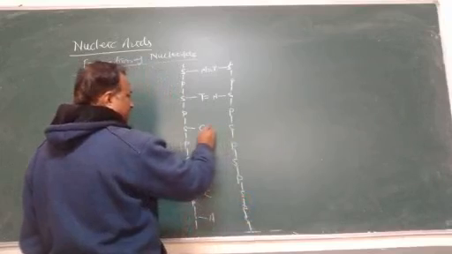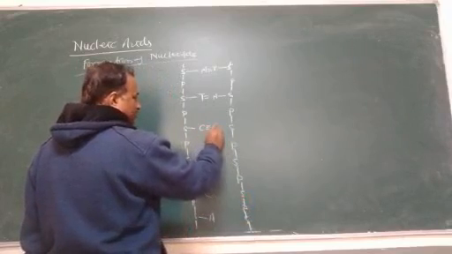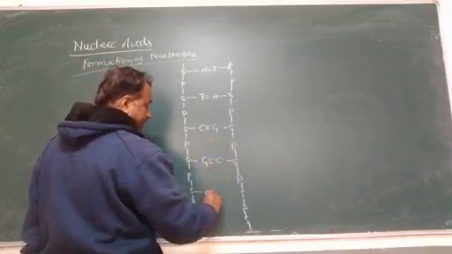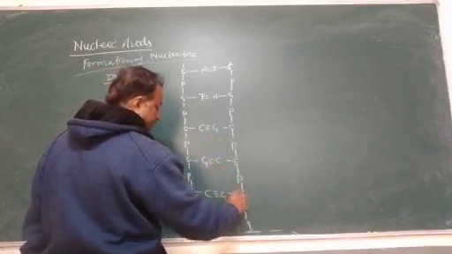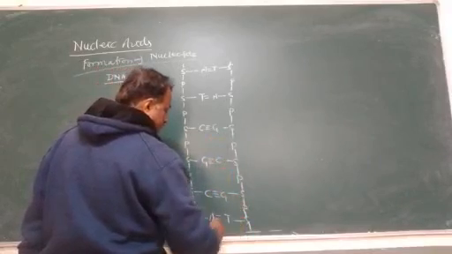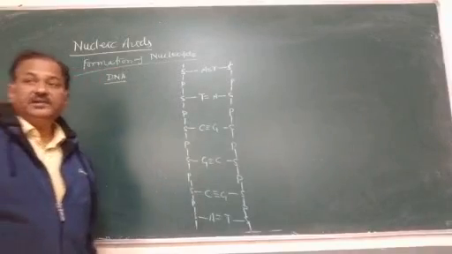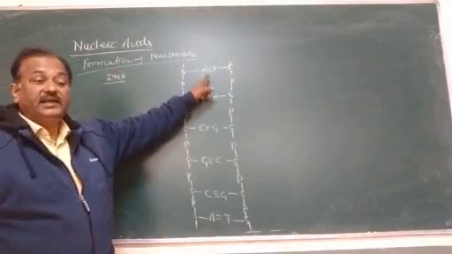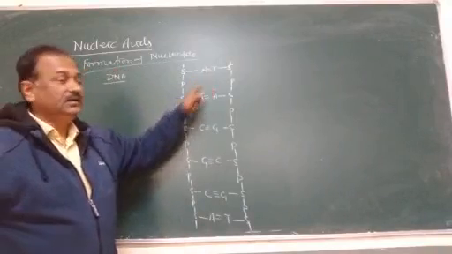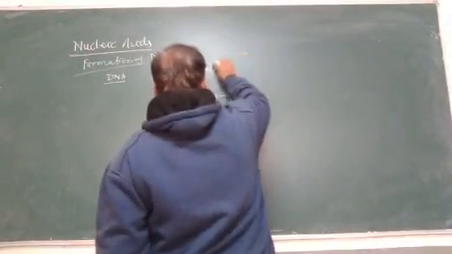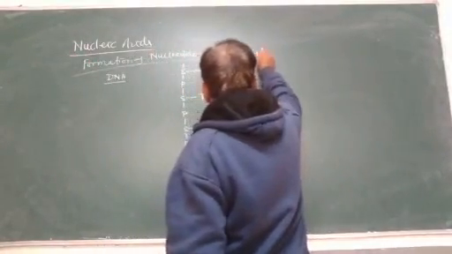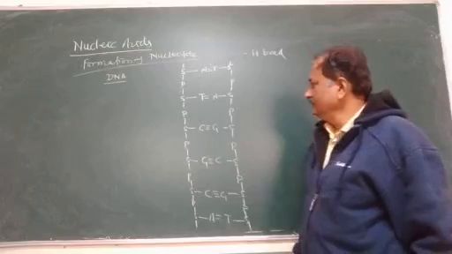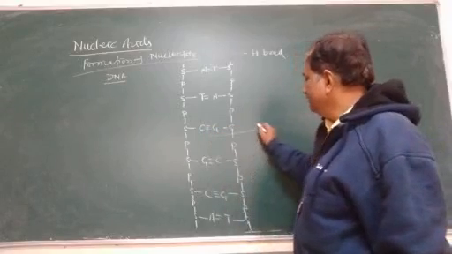Like this. Now this is a very important part to note, which I am drawing. Between adenine and thymine, there is always and only a double bond. This is the hydrogen bond. This is also a hydrogen bond.